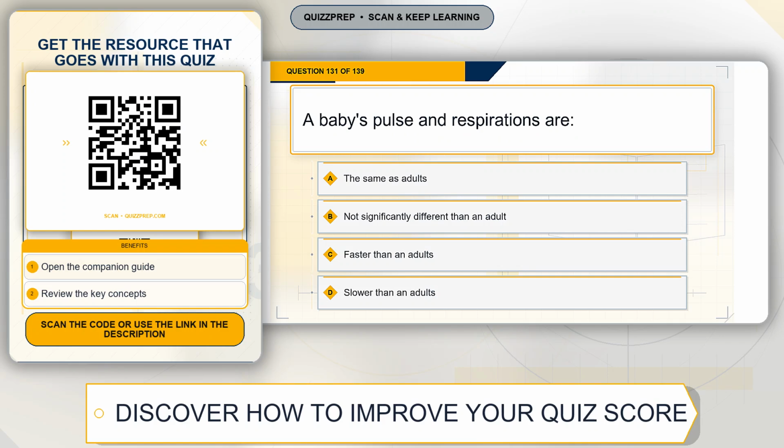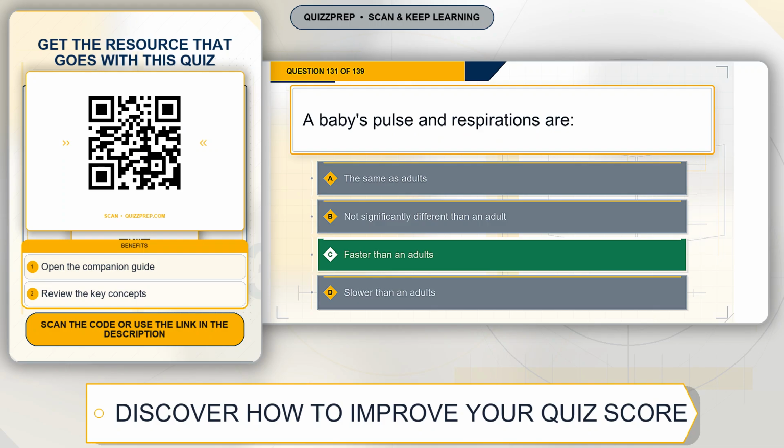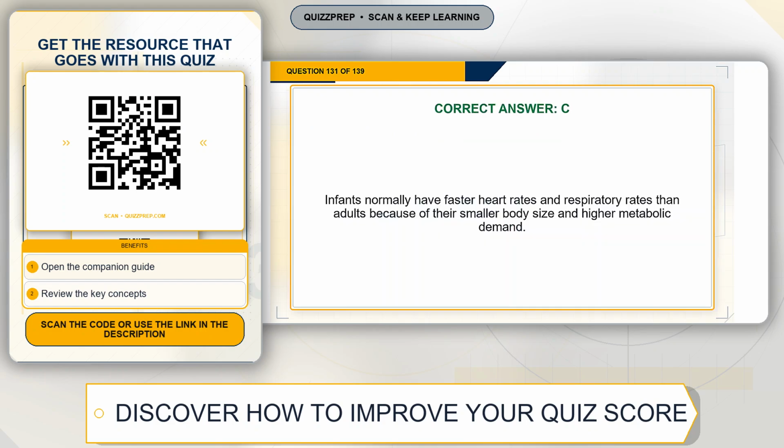Question 131. A baby's pulse and respirations are: option A, the same as adults. Option B, not significantly different than an adult. Option C, faster than an adult's. Option D, slower than an adult's. The correct answer is option C, faster than an adult's. Explanation. Infants normally have faster heart rates and respiratory rates than adults because of their smaller body size and higher metabolic demand.